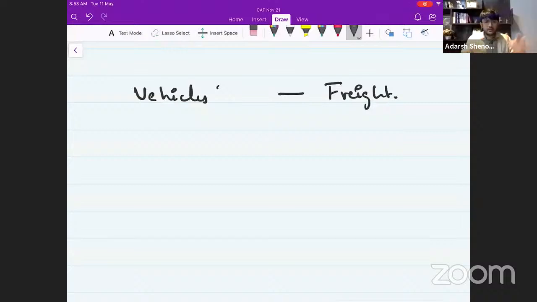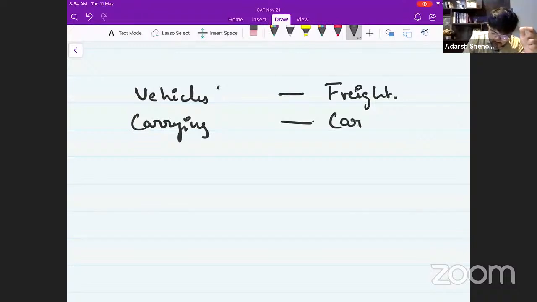If you're putting it in a vehicle with a motor, an engine, we call it freight or transportation charges. If humans, manual labor, are carrying it on their backs and getting it, what do we call it? We call this carriage. Whatever money we pay them is known as carriage. In simple terms, we call it coolie, but in accounting, we call it carriage.